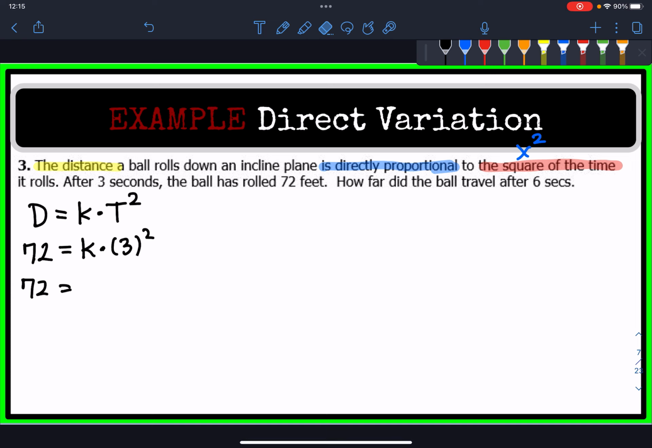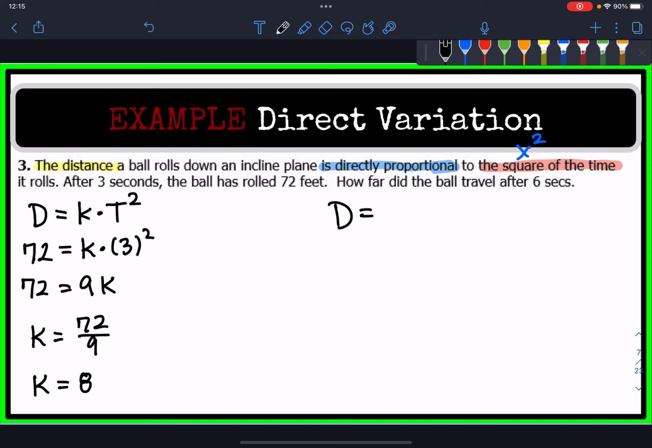we end up with 3 to the second power is 9. So this is 9k. The way we're going to figure out the value of k is by dividing both sides by 9, specifically dividing 72 by 9, which equals 8. So the relationship between the distance and the time is that the distance equals 8 times our seconds raised to the second power.